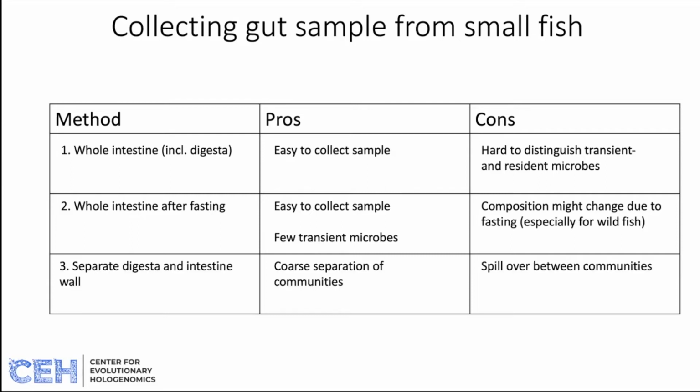The third thing you can do is, as soon as you capture the fish, you remove any digesta in the intestine and store that as a sample. Then you have the empty intestine that you store as another sample. This allows you to do a coarse separation of the two communities. But because you don't do any washing, you will expect some spillover between sample types.